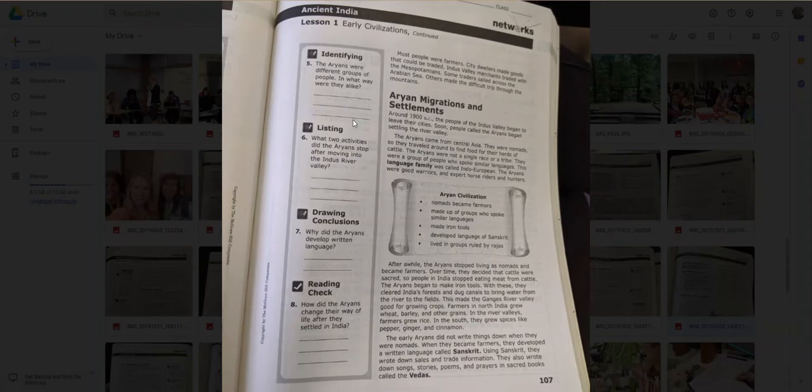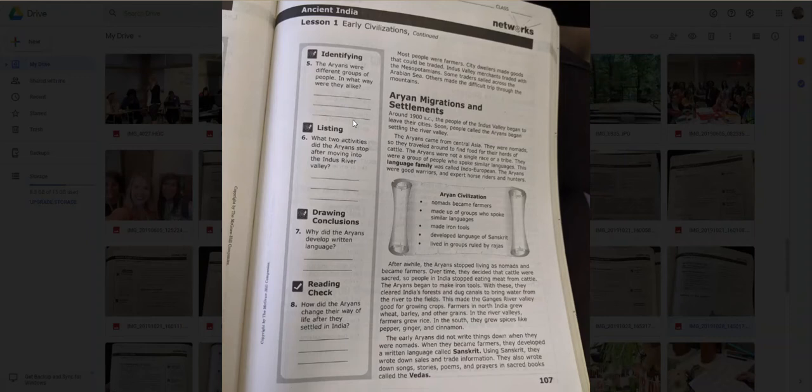The Aryans were not a single race or tribe. They were a group of people who spoke similar languages. This language family was called Indo-European. The Aryans were good warriors and expert horse riders and hunters.